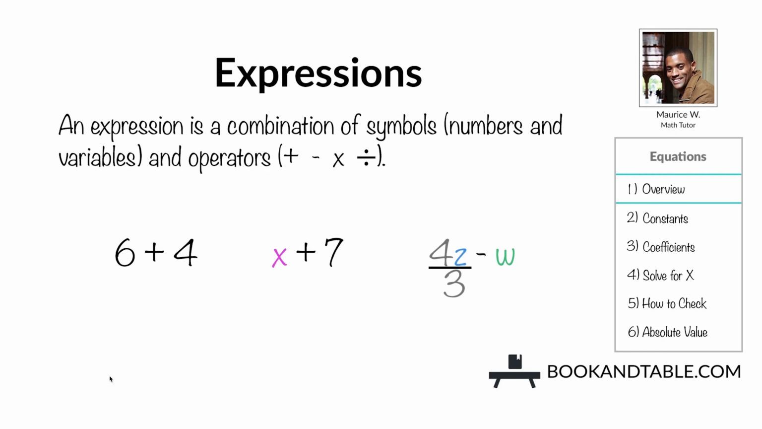So let's begin by first discussing what an expression is. An expression is a combination of symbols and operators. Symbols are just numbers or variables, and operators are the things that you do with those symbols. Add them, subtract them, multiply them, or divide them. So this is an example of an expression, 6 plus 4. We are combining two numbers with this operator.